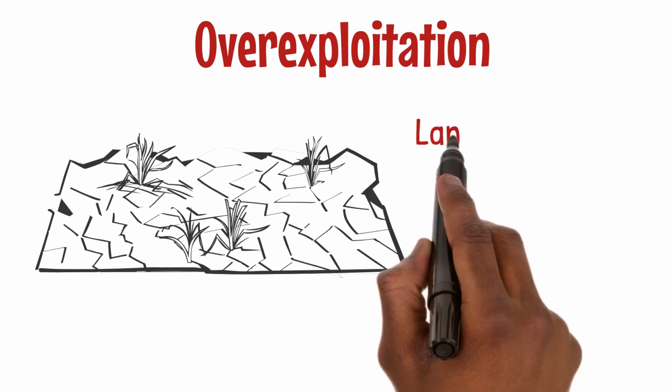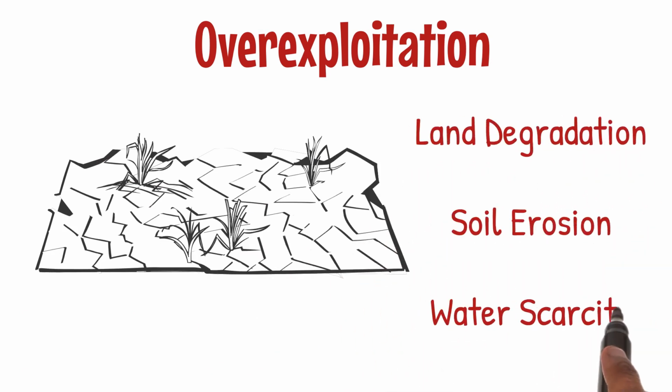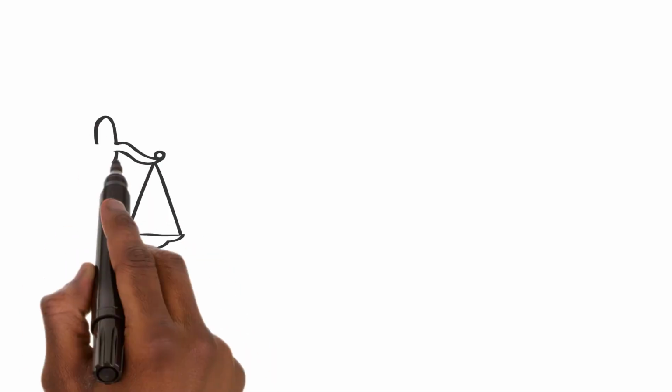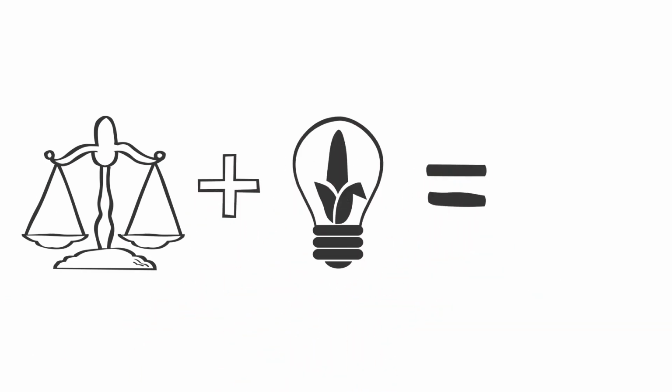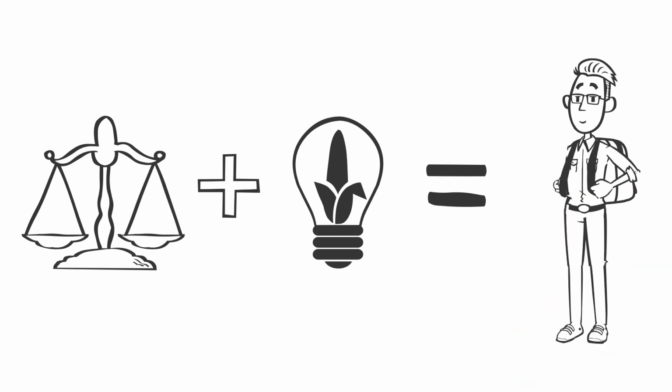Overexploitation leads to land degradation, soil erosion, and water scarcity. Balancing the need for resources with sustainable practices is key to preserving these vital assets for future generations.